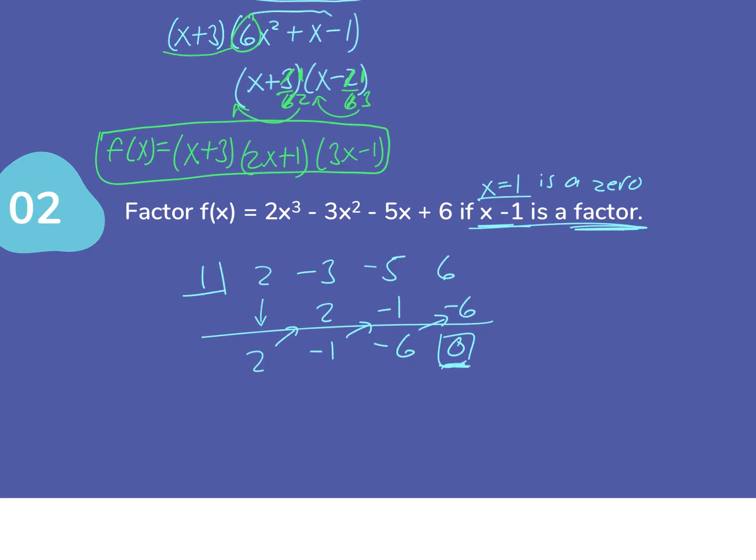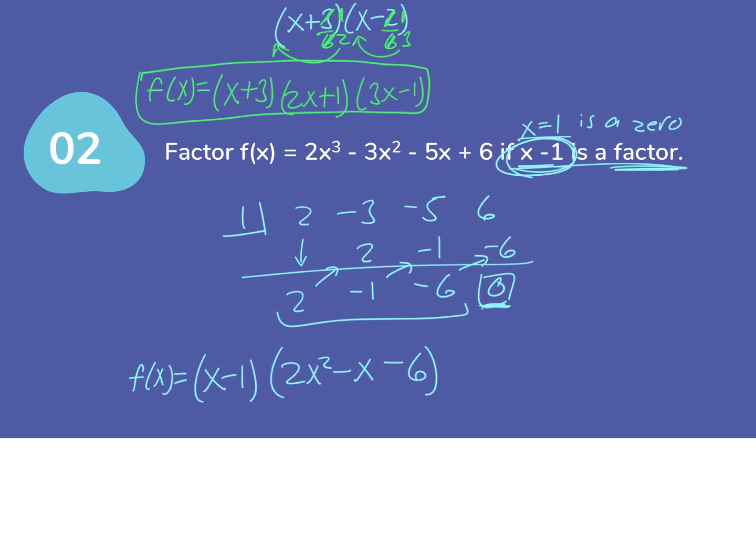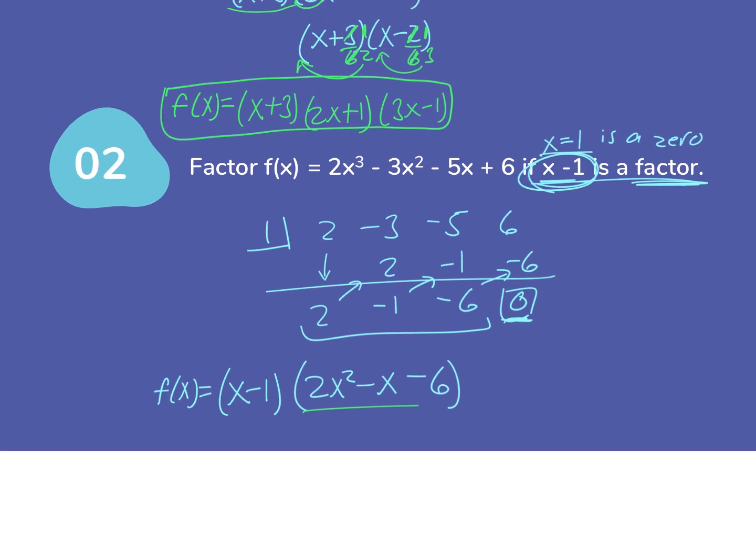All right. Now I have so far that our quotient is 2x squared minus x minus 6, and that's one of our factors. The original factor that we were given was x minus 1. So now I have that f of x is equal to this. Now you just want to make sure that the inside is factorable. Let's see if we can factor 2x squared minus x minus 6. Quadratics are super easy. You just do 2 times -6, which is -12. Factors of -12 that add to -1 are -4 and 3. So this is factorable.